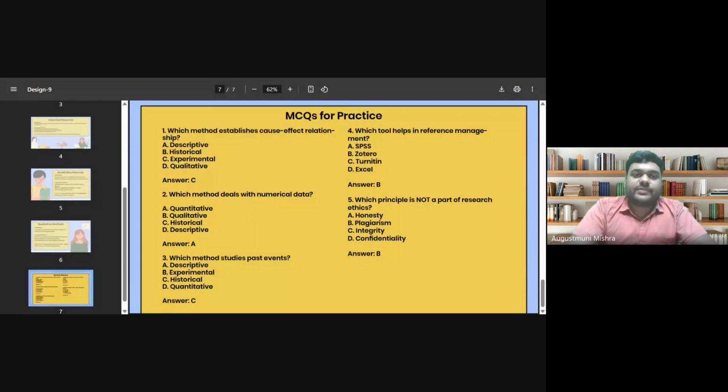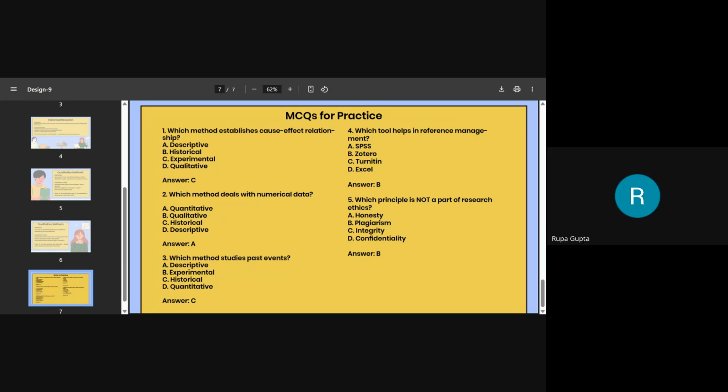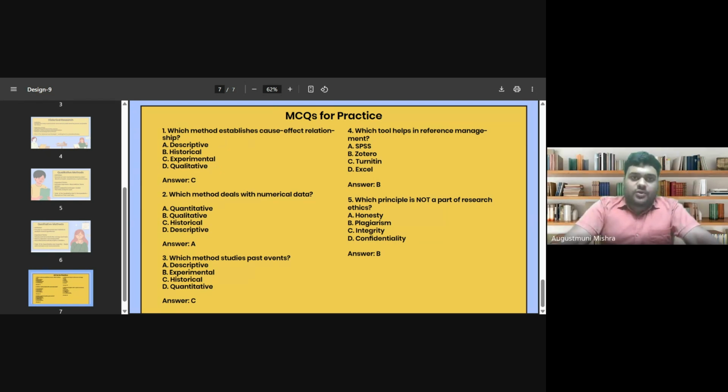Actually, wait for a second. Which tool helps in the reference management? Answer is Zotero. Anyone knows about Zotero? What does it do? How does it work? No, sir. Okay. Basically, Zotero is a software.